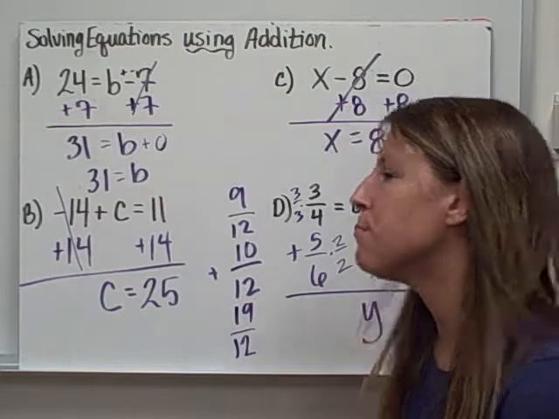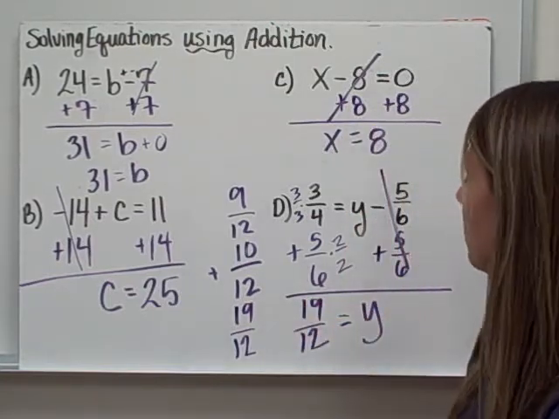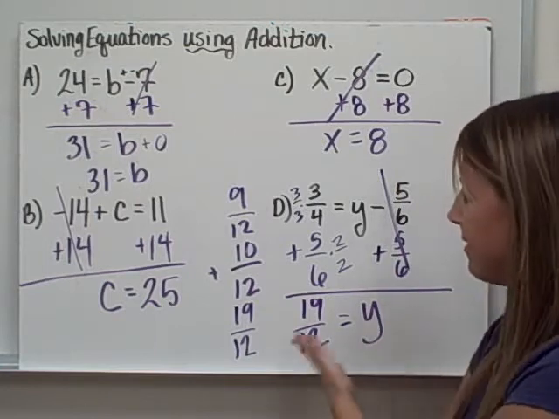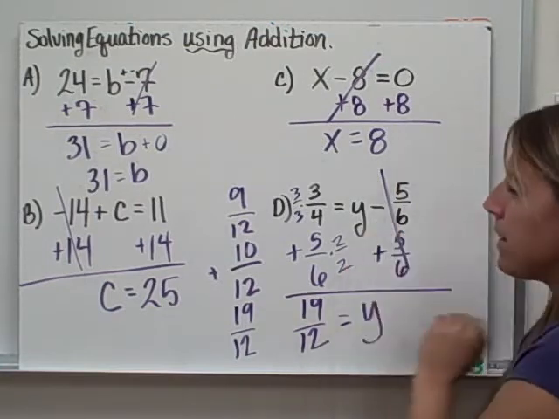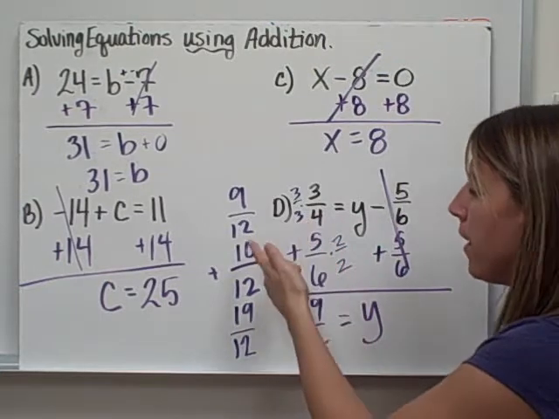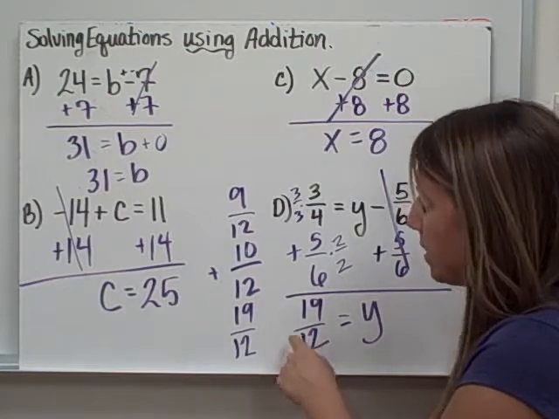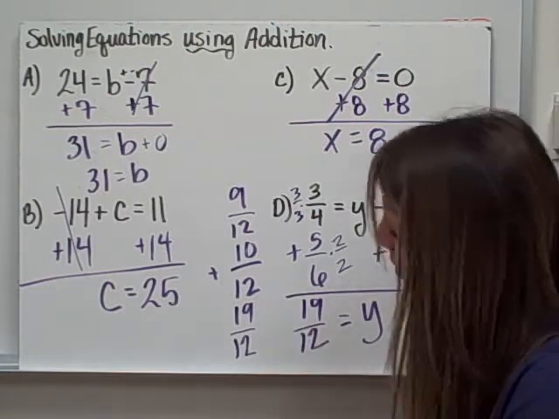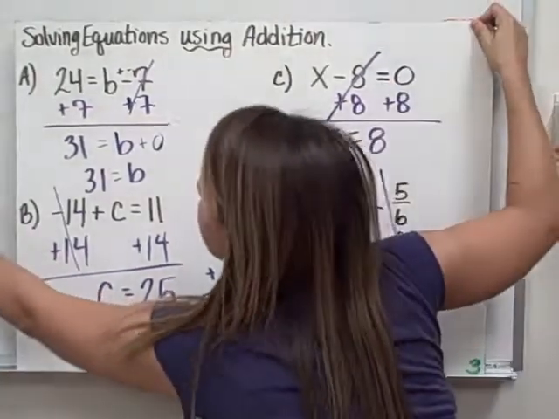19/12 is actually simplified, and so for the purpose of this, I'm going to just leave it. Y equals 19/12. And does that make sense? Something minus 5/6 equals a number that's less than 1, so this is greater than 1, right? Because it's 19/12, it's more than 1 whole. So that solution makes sense to me, so I'm okay with it.